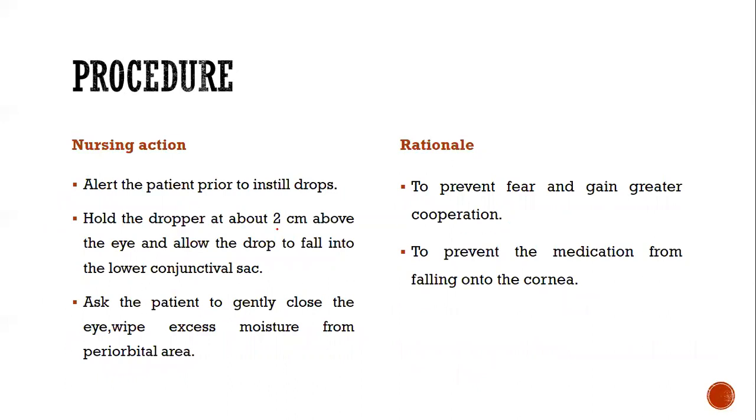Then hold the drop at about 2 centimeters above the eye. We should not touch the patient's eye with the dropper, and allow the drop to fall into the lower conjunctival sac. That is the cavity into which we have to instill the eye drop, that is the conjunctival sac, to prevent the medication from falling onto the cornea. Ask the patient to gently close the eye, and wipe excess moisture from the periorbital area.